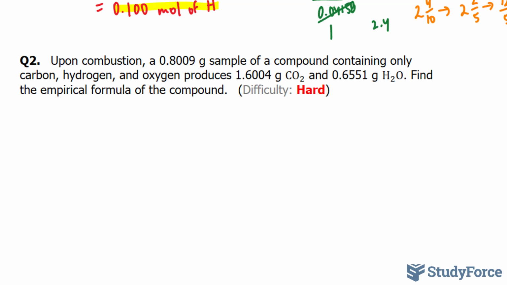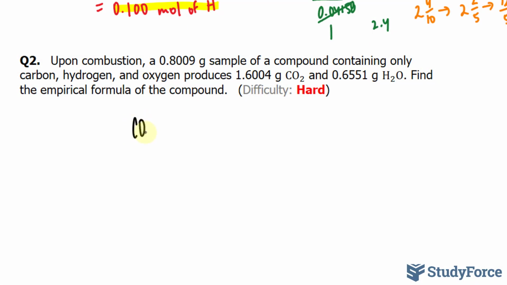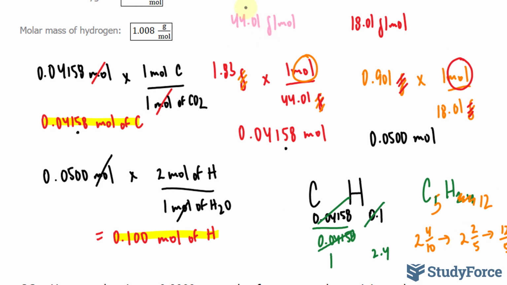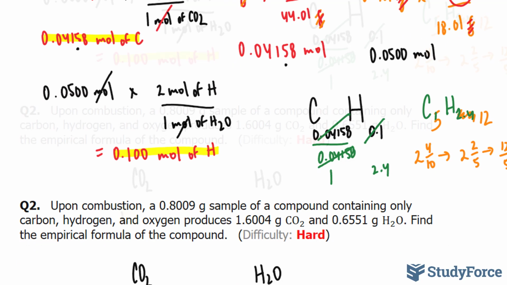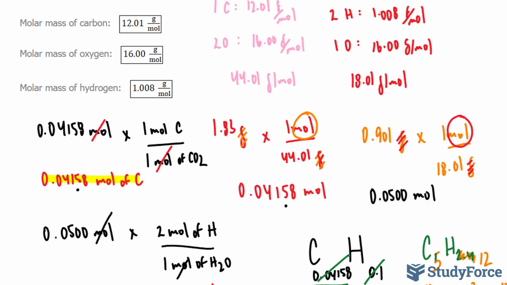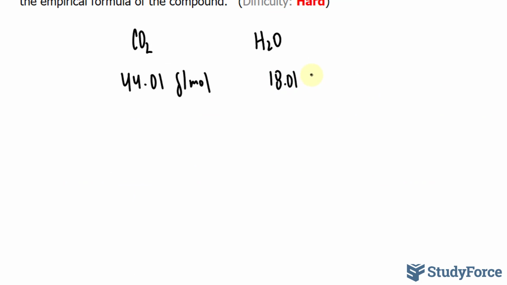Notice that I've given this question a difficulty rating of hard, but to make things easy for us, I will be borrowing some information that we found in question 1. Let's start the process by finding the molar mass of CO2 and H2O. In question 1, we found the molar mass of CO2 to be 44.01 grams per mole, and the molar mass of water happened to be 18.01. If you want information about how I found that, make sure to watch question 1 and I'll go through the math involved.